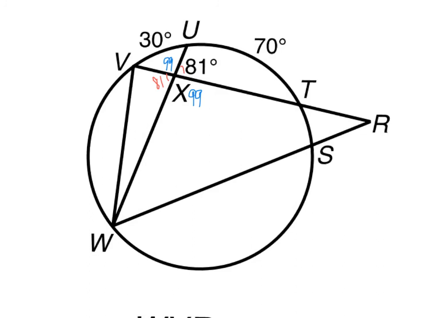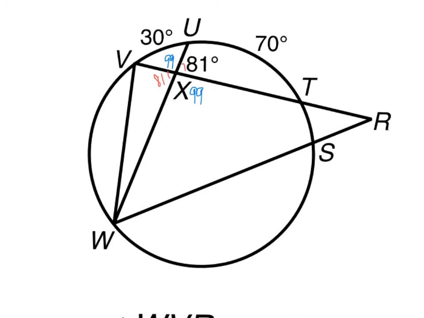So let's see what they're actually asking for. The first thing they want is angle WVR, okay, which would be the same as angle WVT, which opens up to this arc right here, WST. So if I can get this arc, then I know I can solve for this inscribed angle. So let's try to focus on figuring out what that arc measure is. So I'm looking for this arc right here.